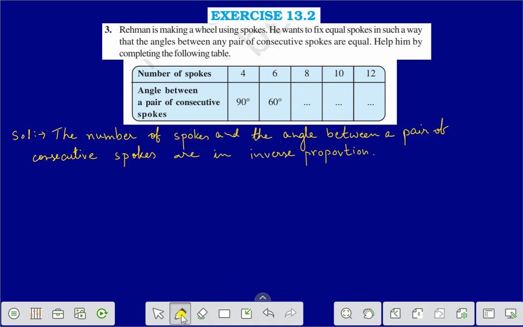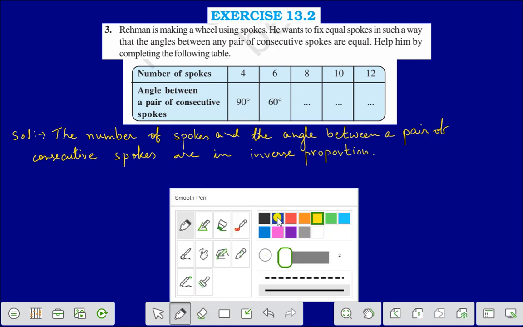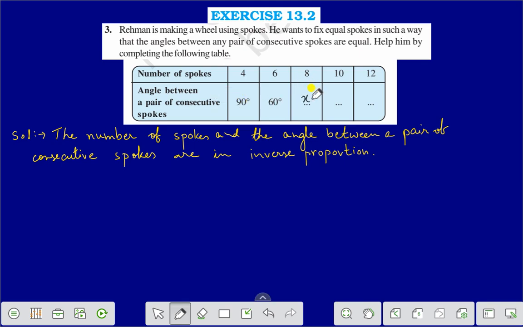Right? Now let us take the values. When the number of spokes is 8, the angle between a pair of consecutive spokes be x1. When the number of spokes is 10, the angle between consecutive spokes be x2. And when the number of spokes is 12, the angle between a pair of consecutive spokes be x3.